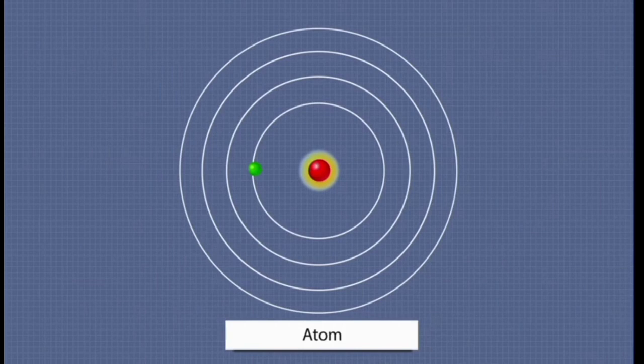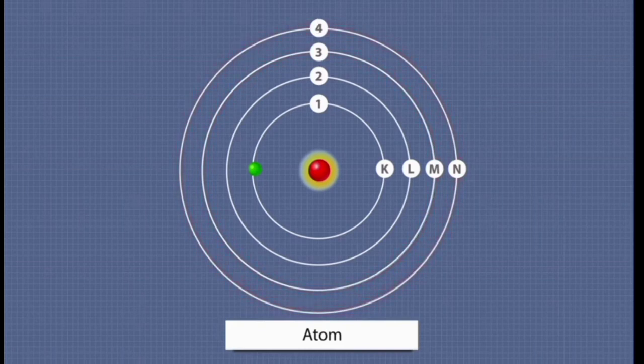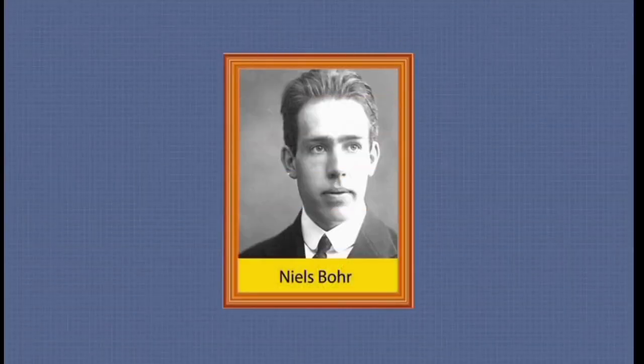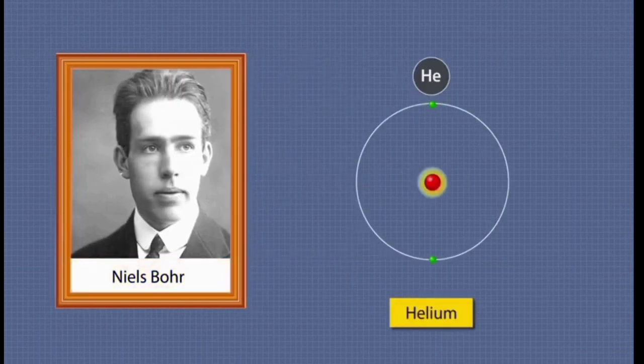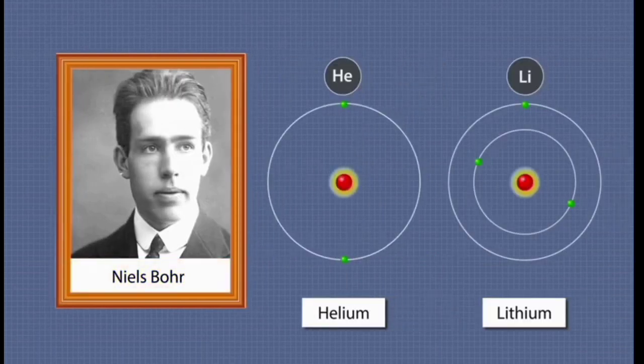Orbits or shells are also known as energy levels. Shells are represented by the letters K, L, M, N, or the numbers 1, 2, 3, 4, and so on, depending on the number of shells in the atom. However, Bohr's model did not apply to elements like helium and lithium. The model was also unable to explain the structure of chemical bonds.